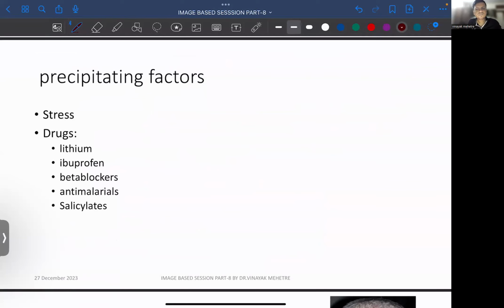Precipitating factors: very commonly used drugs, right? Also stress, lithium. बहुत सारे होम्योपैथिक दवाई में लिथियम होता है हमारे यहाँ पे, right? Ibuprofen, that is an NSAID. Beta blockers are used by heart patients. And salicylate MI वालों को देते, right? So these are very commonly used drugs that can cause psoriasis. That's why this disease is asked so many times in your exam, right?